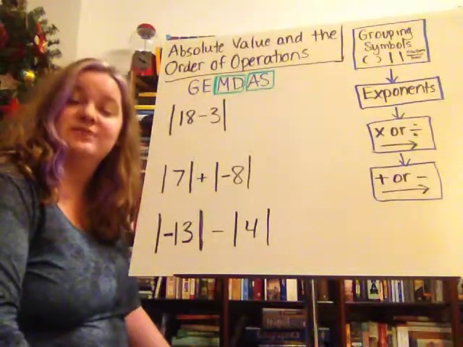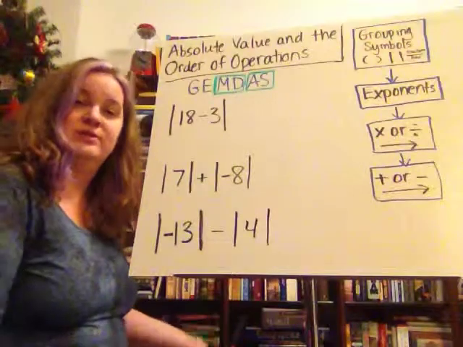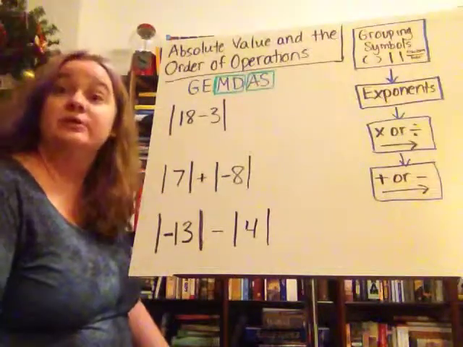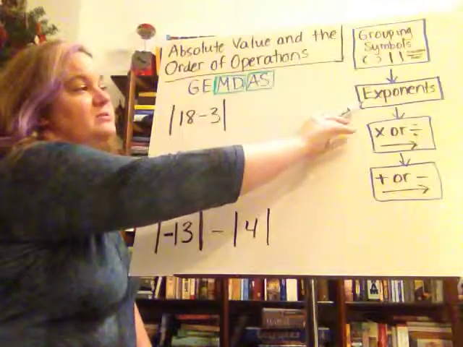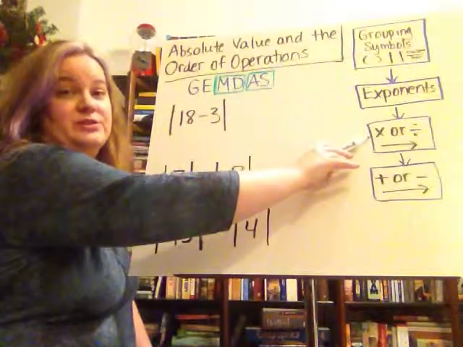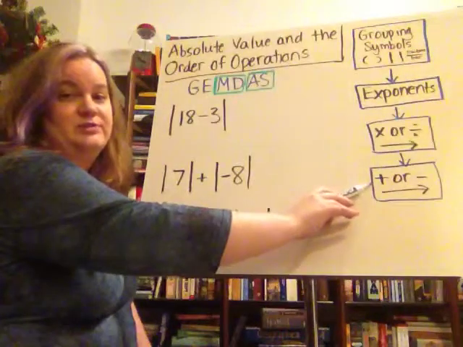Today we're looking at absolute value and where it is on the order of operations. Let's start with a quick review of the order of operations. Order of operations starts out with grouping symbols, followed by exponents, followed by multiplication or division from left to right, and addition or subtraction from left to right.